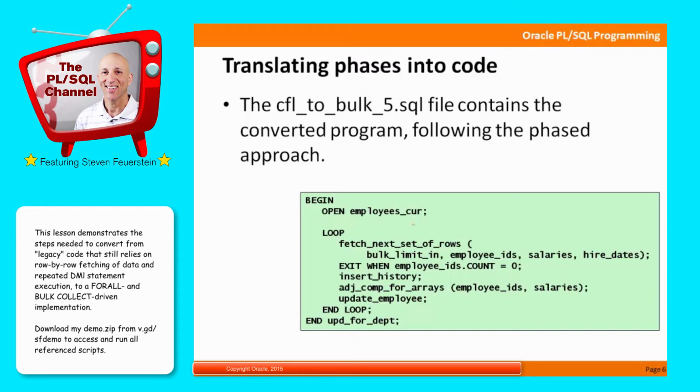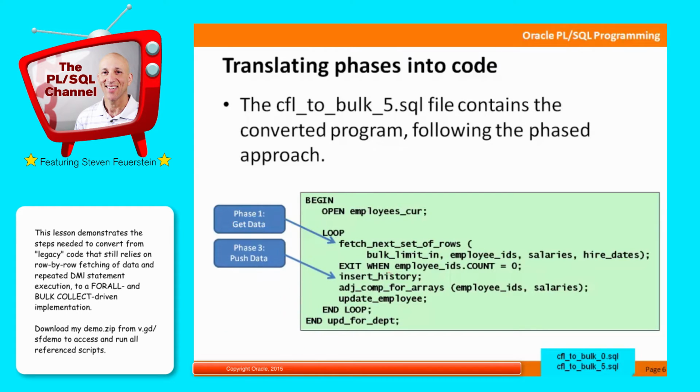So first of all, I've declared a cursor. Inside my cursor, I'm going to set up a loop because I want to use the LIMIT clause. But I've hidden away the actual fetch into its own separate program. So fetch next set of rows, that's phase one. Get the data. So get my next 100 or 1,000 rows of data. Step two, phase two. Phase three, how interesting.